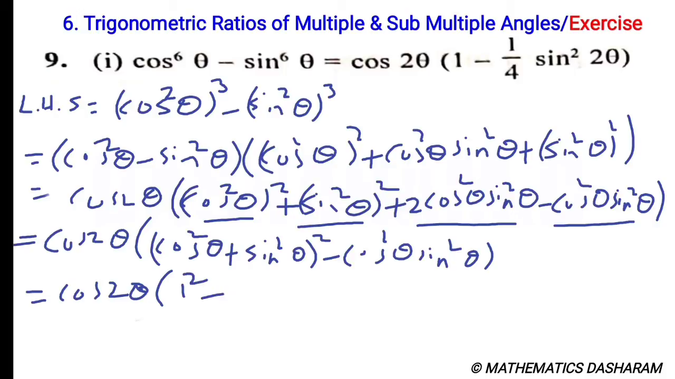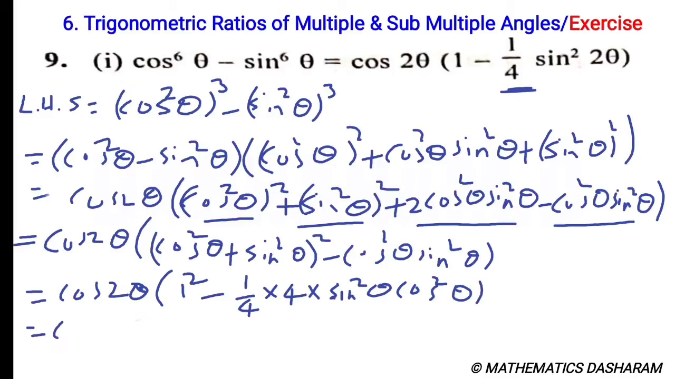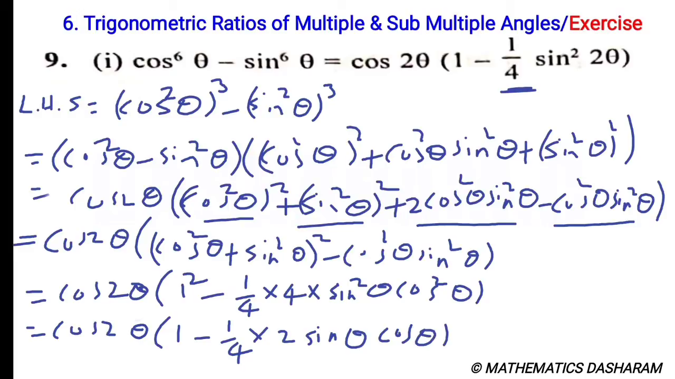So 1 square minus, here what I am doing to get the required answer RHS, so 1 by 4 into 4. What will happen? 4 cancels, it is equal to 1. So 1 by 4 into 4 cos square theta right in the second place, sin square theta right in the first place. So sin square theta into cos square theta. So it is equal to cos 2 theta, 1 square is 1 minus 1 by 4 into, see, this total answer can be written as (2 sin theta cos theta) whole square.